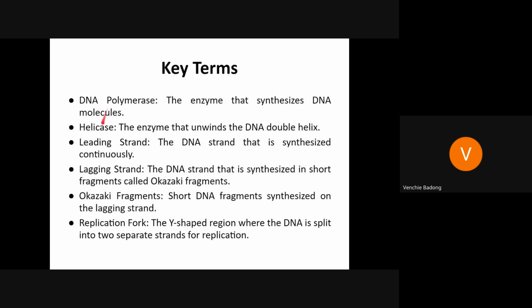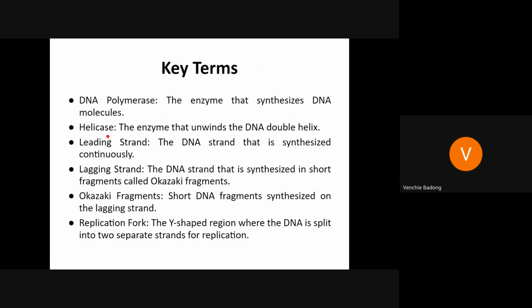So here are the key terms that we need to look into and memorize: the DNA polymerase, the enzyme that synthesizes DNA molecules, and helicase, the enzyme that unwinds the DNA double helix structure. Once there is that unwinding, it gives the leading strand and the lagging strand. The only difference between the two is that in the leading strand there is a continuous synthesis of DNA, whereas in the lagging strand there is a fragment synthesis of DNA. These short fragments are called the Okazaki fragments.